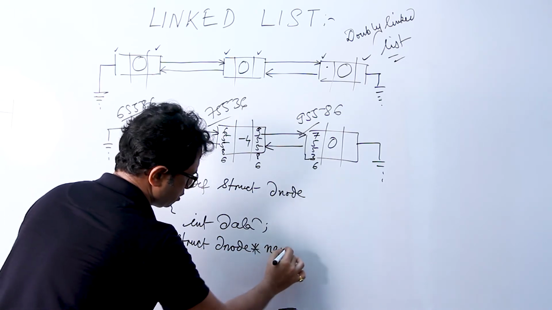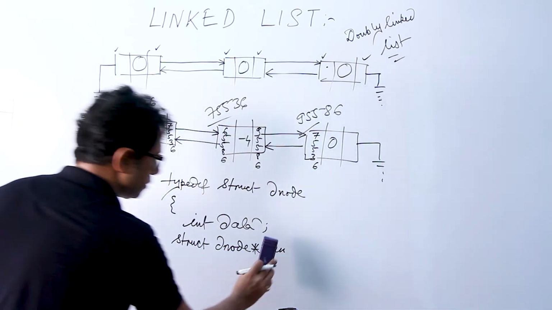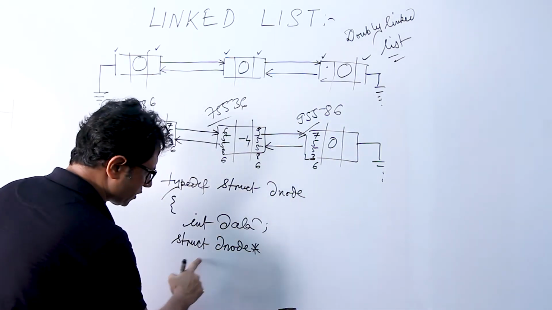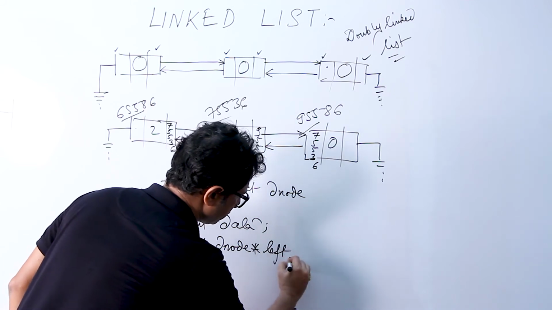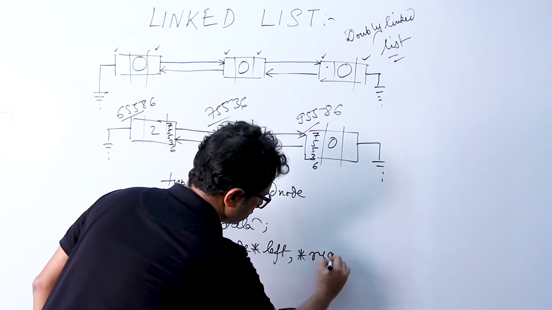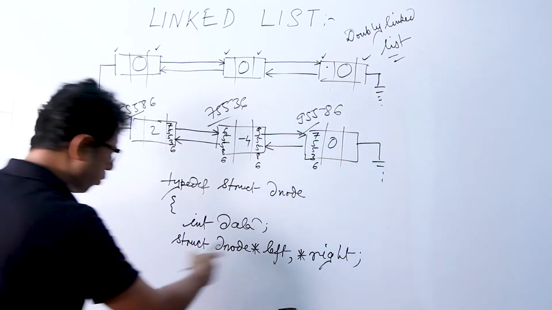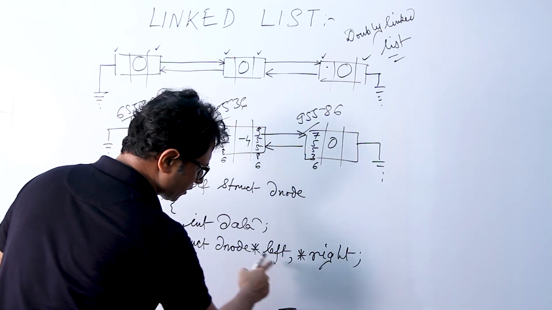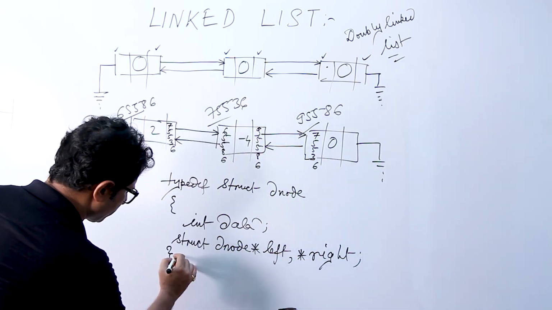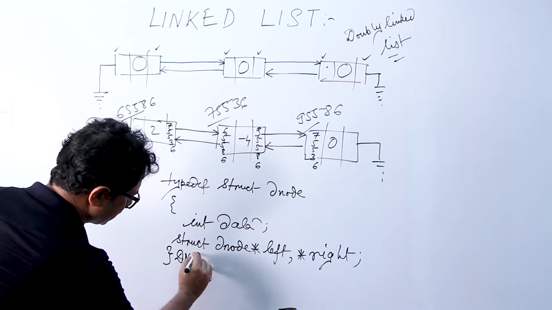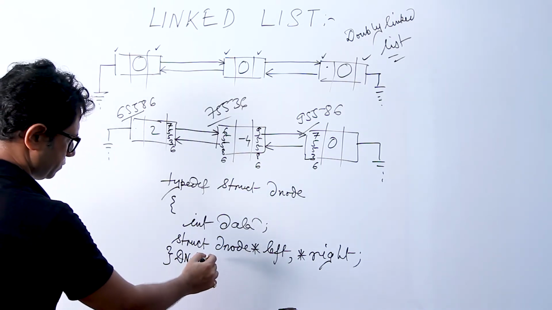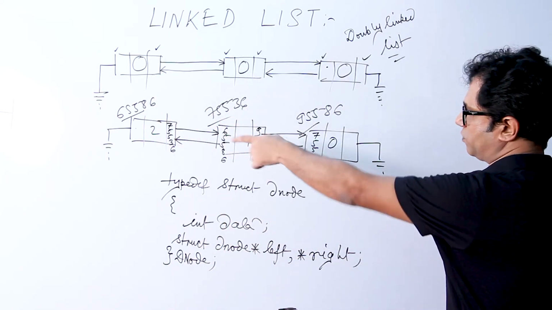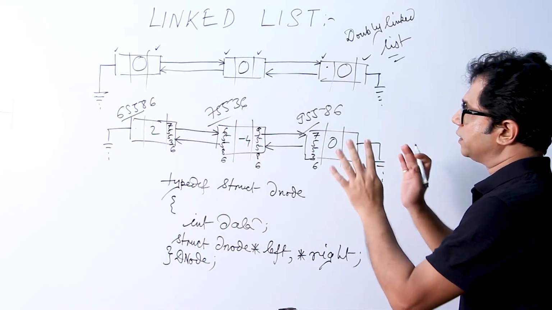Sorry, not next. There will be a left pointer and a right pointer. So I will take struct dnode *left, and *right. So we have two pointers, a left pointer and a right pointer, denoted by struct dnode *left and struct dnode *right. Then we write dnode here. So this is the structure declaration of this type of linked list. So this is the doubly linked list.